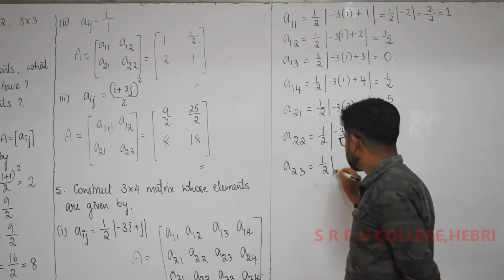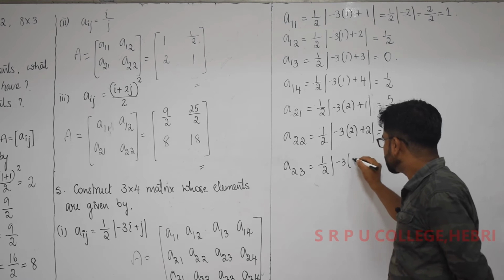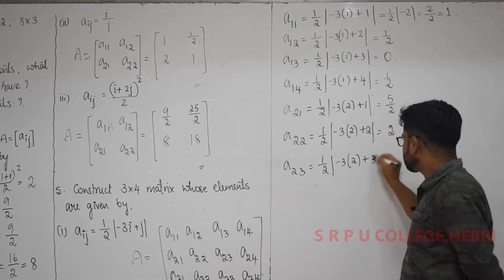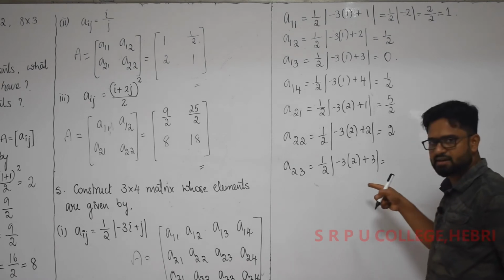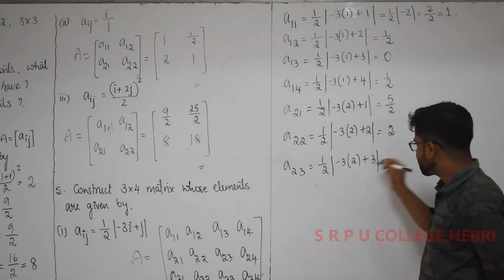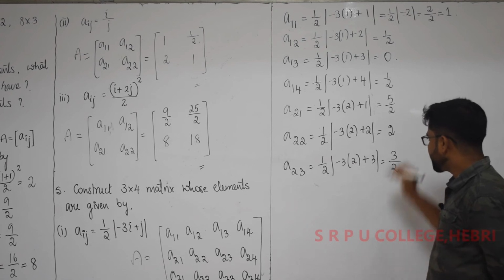A23: half into minus 3 into 2 plus 3. Minus 6 plus 3, minus 3. Minus 3 becomes plus 3. Plus 3 by 2. Okay. You have to be very careful here.